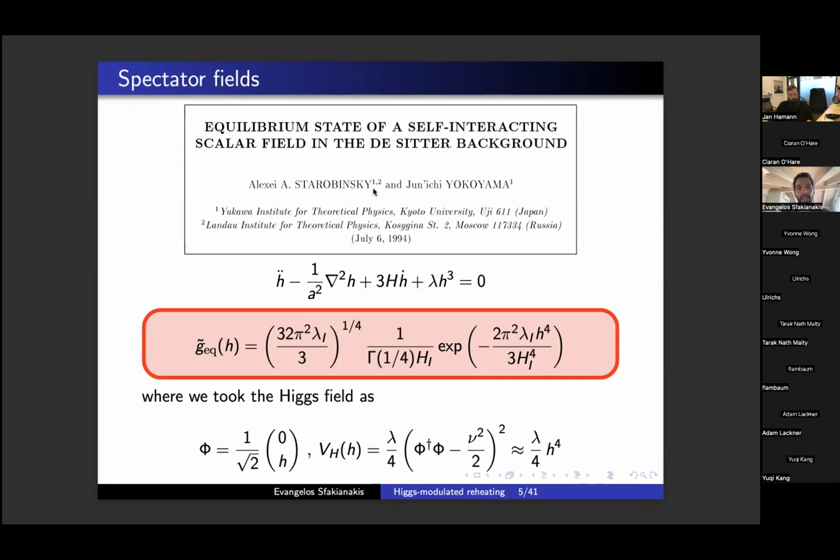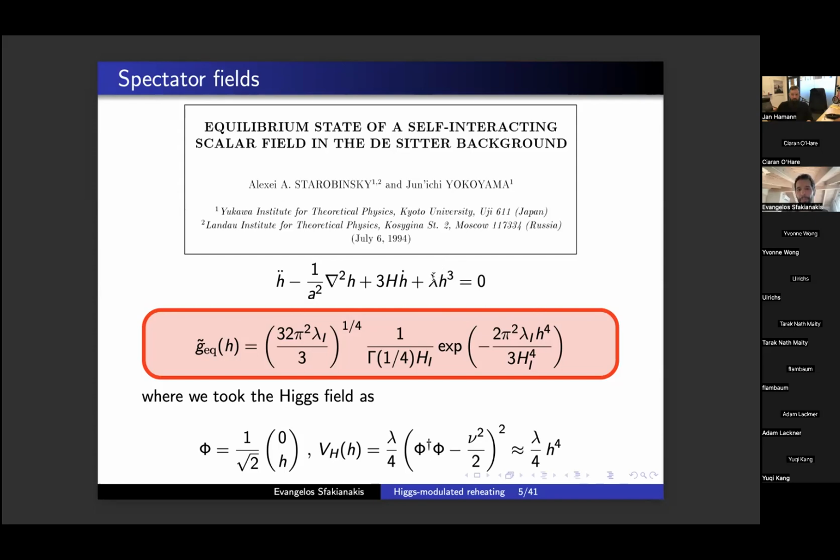Again, we go back to the seminal work by Starobinsky and Yokoyama, who analyzed the fluctuations of a quartic, so a scalar field with a quartic coupling in a de Sitter space-time, in a de Sitter background. And of course, there is a field we know that has a quartic potential, which is the Higgs. So if we take just the quartic, just as a sort of way of understanding what's going on, if we take the Higgs or any other quartically self-coupled field on an expanding universe, we have this sort of mass term, this lambda h cubed.